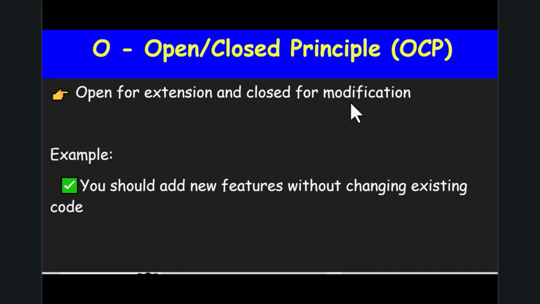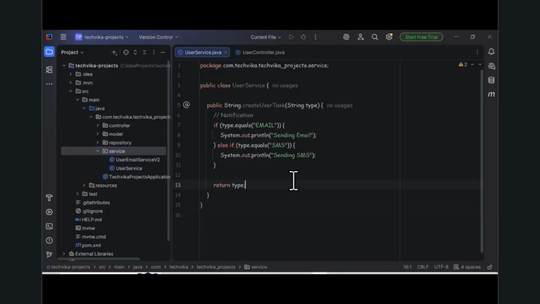We are trying to add other push notification or WhatsApp notification. You must change existing code, right? This one I'm talking about. Okay, in this class there is an email and SMS. Now in the future, if you want to add something called push notification or WhatsApp notification, you have to break this rule: open for extension and closed for modification.